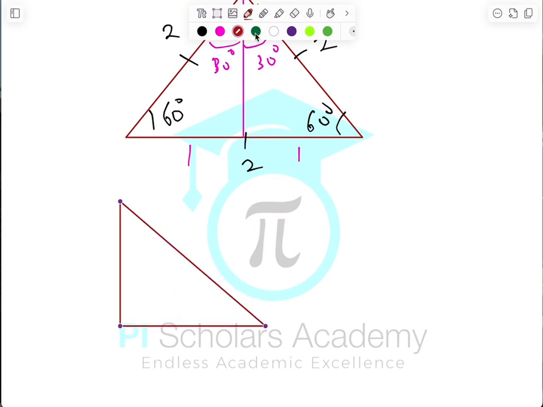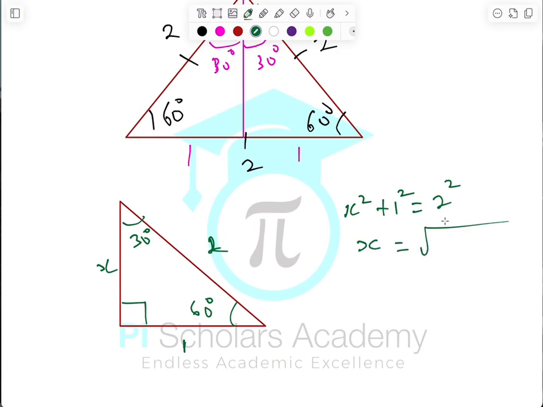So if I extract the right angle triangle out, notice that this side is going to be 1, this side is going to be 2, this angle is going to be 30 degrees, and this angle is going to be 60 degrees. Of course, you have this as a right angle. The only thing we don't have here is x. And so we can use Pythagoras theorem. We know that x squared plus 1 squared will be equal to 2 squared. The sum of the squares of the two other sides will be equal to the square of the hypotenuse. That's your Pythagoras theorem. So if you solve for x here, x will be the square root of 2 squared, which is 4, minus 1 squared, that's 1. So x will be equal to square root of 3.